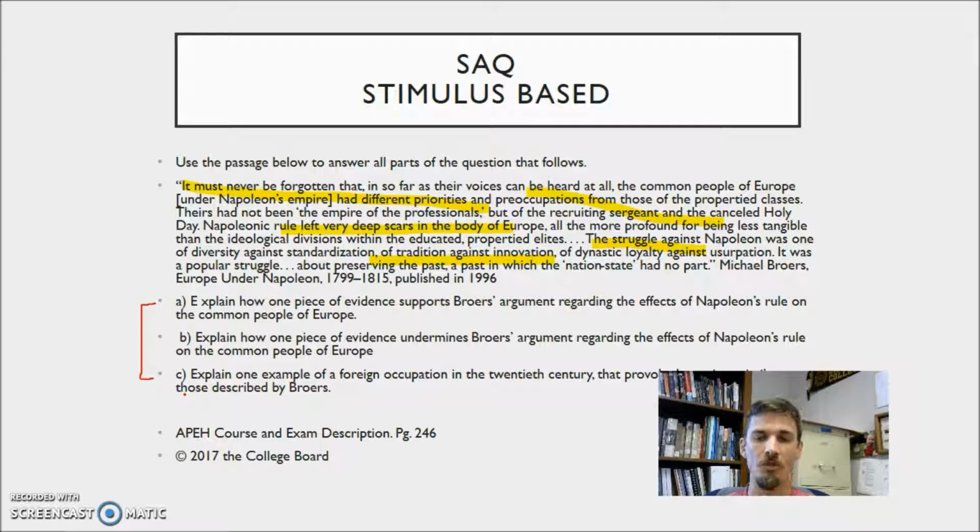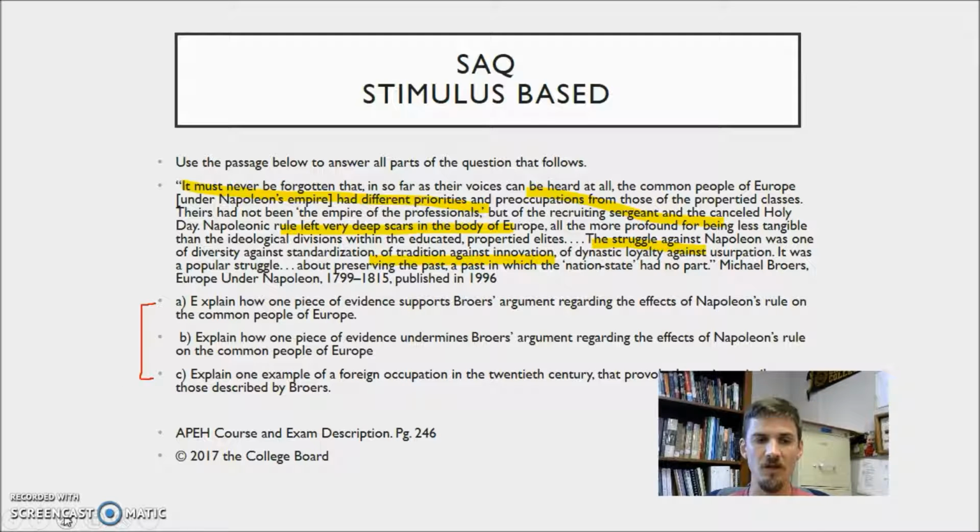Okay, so don't worry about doing really long extended responses. Just answer them in a couple of sentences. In fact, you're going to get a box, maybe about half a sheet of paper to a sheet of paper, and you have to answer the short answer question inside that box. Okay, so that's our short answer question that is stimulus-based.